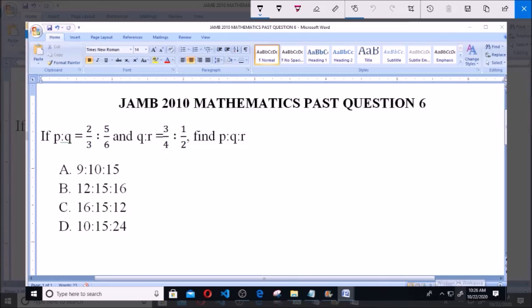I'll be answering JAMB 2010 Mathematics Past Question 6. If P ratio Q is equal to 2 over 3 ratio 5 over 6 and Q ratio R is equal to 3 over 4 ratio 1 over 2, find P ratio Q ratio R. The options given are: A is 9 ratio 10 ratio 15, B 12 ratio 15 ratio 16, C 16 ratio 15 ratio 12, and D 10 ratio 15 ratio 24.